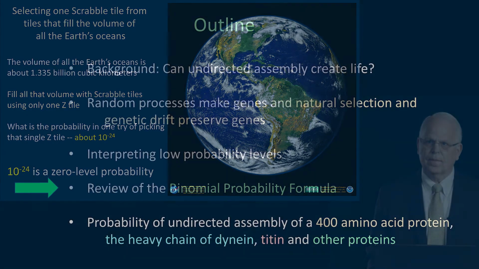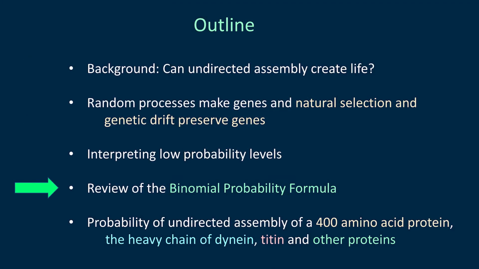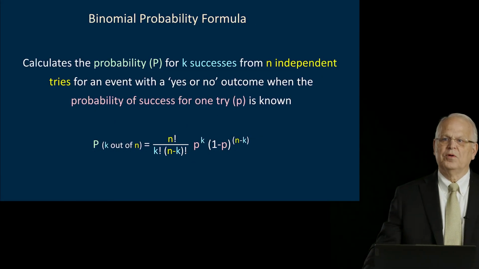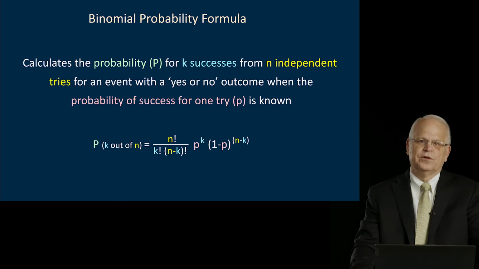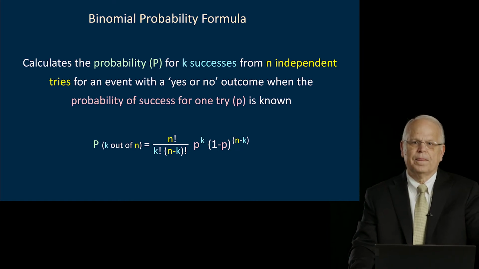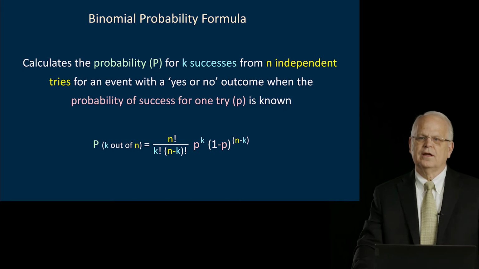And next I want to review the binomial probability formula. And this is going to be very important for our last step when we're calculating the probability of undirected assembly. Now, the binomial probability formula is a mathematical formula, just like a squared plus b squared equals c squared for a right triangle. And the formula calculates the probability p for k successes from n independent tries for an event with a yes or no outcome when the probability of success for one try is known. So this sounds like a lot to absorb real quickly, but we're going to go over a couple of examples. I think this will become clear. So you can see the formula here. In light green is the big probability p.